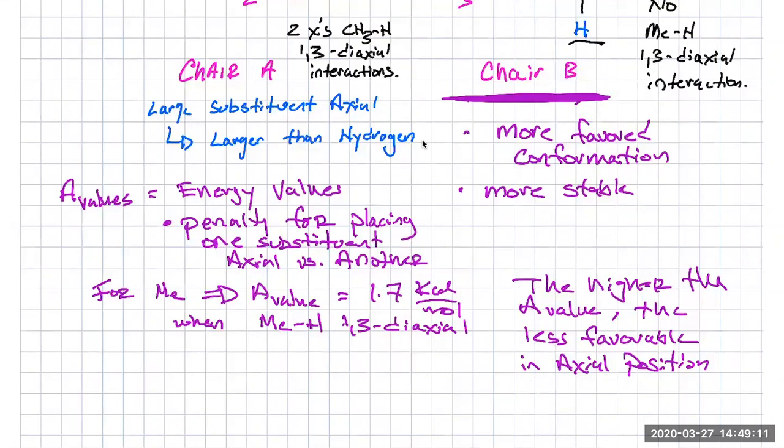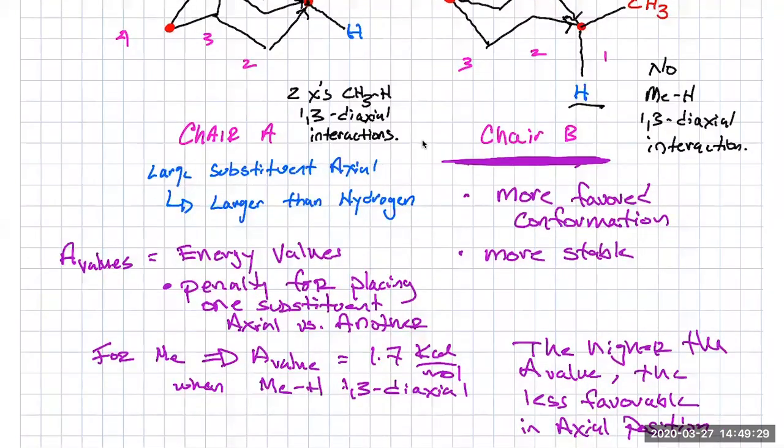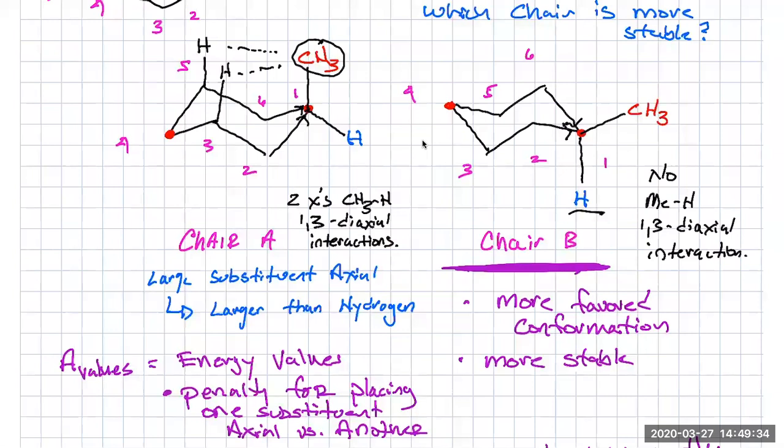So, okay, so when you think about chair B, a hydrogen is much smaller than a methyl group. And so basically the A value there would be 0. So hydrogen, the all hydrogen case, cyclohexane is kind of baseline relative to the other values in the table. So 1.7 is higher than 0. So there's a higher penalty, a greater penalty for putting a methyl group axial versus a hydrogen axial. Okay, so chair B is the more stable conformation.